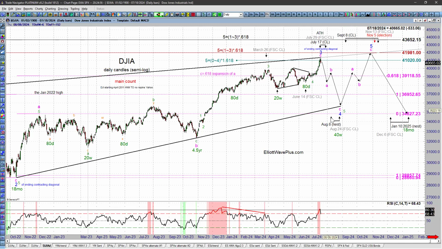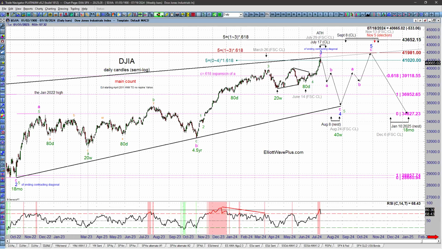I use two cycle programs now. I use Hurst, and Hurst fits everything into a pre-designed model. Whereas the FSC cycle tool is completely different. It looks for the most repeatable and strongest cycles, and then it only takes those into consideration. And it doesn't try to force it into a pre-existing model.